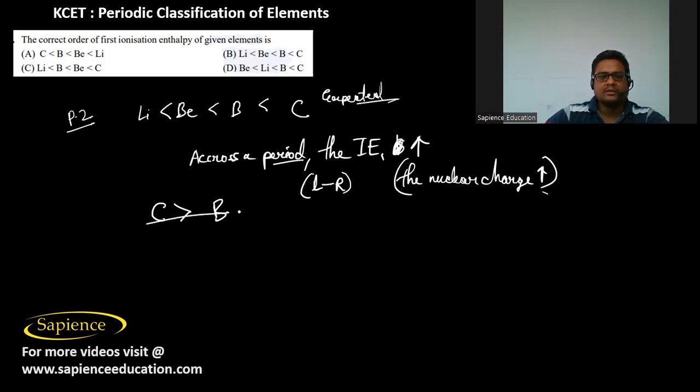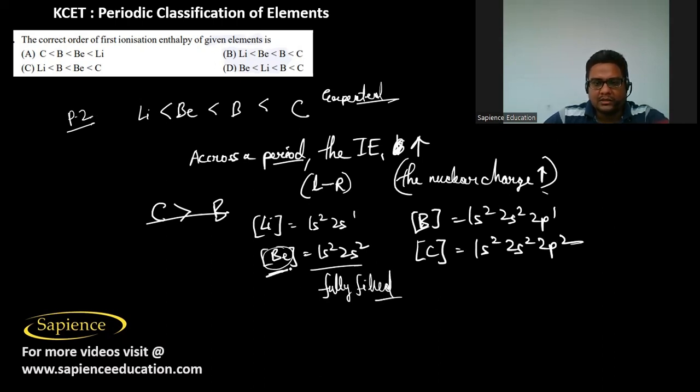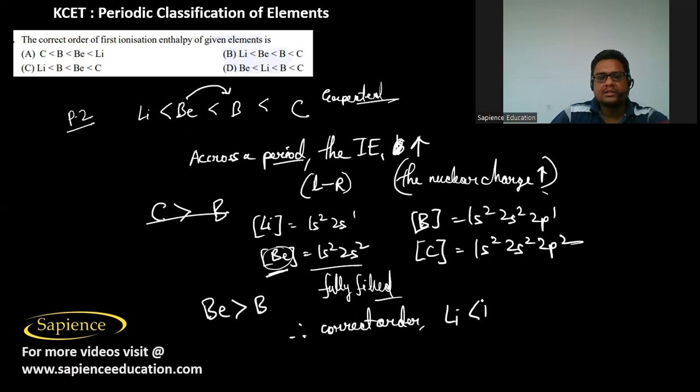But here for lithium, the electronic configuration is 1s2 2s1, and for beryllium the electronic configuration is 1s2 2s2, and for boron the electronic configuration is 1s2 2s2 2p1, and for carbon the electronic configuration is 1s2 2s2 2p2. So now beryllium has a fully filled electronic configuration, so it is more stable than boron. So here there will be one jump, meaning the ionization energy for beryllium will be higher than that of boron. So the correct order of the first ionization energy will be lithium less than boron less than beryllium less than carbon. So option C is the correct answer.